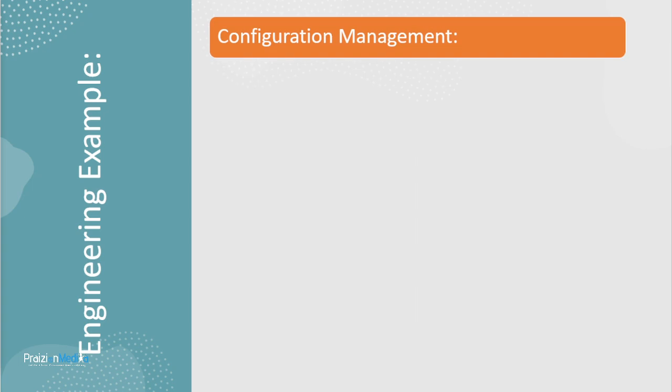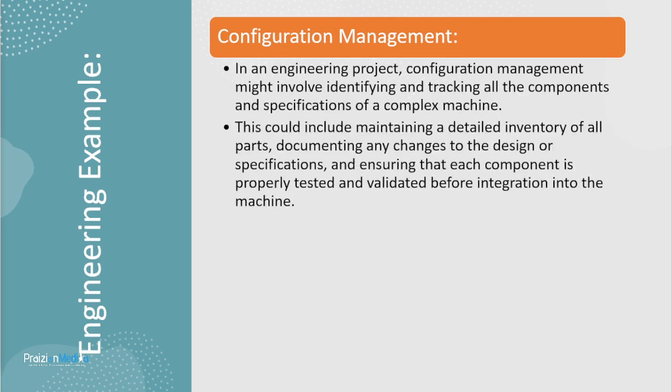Now, let me give you some examples. So let's talk about engineering, right? In engineering, an example of configuration management might involve identifying and tracking all the components and specifications of a complex machine. This could include maintaining a detailed inventory of all the parts, whether they're nuts, bolts, screws, and the exact dimensions or numbers, codes associated with these parts.